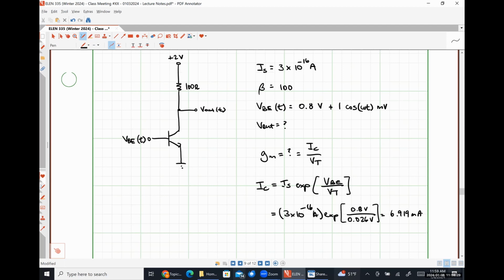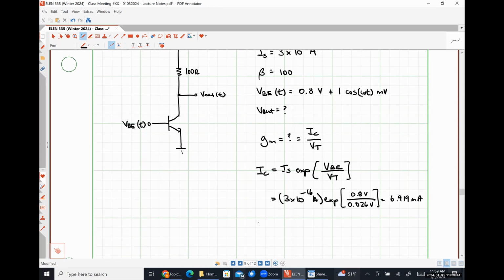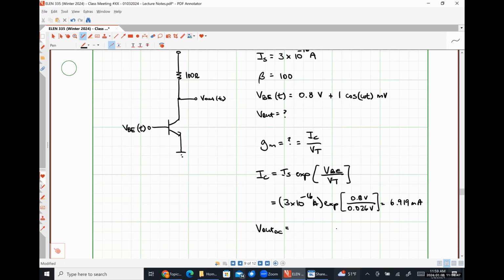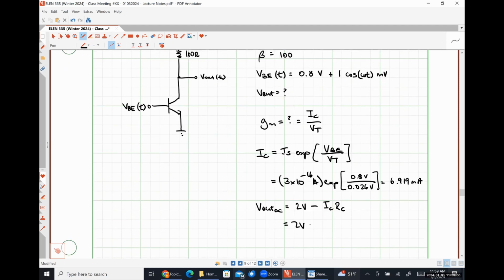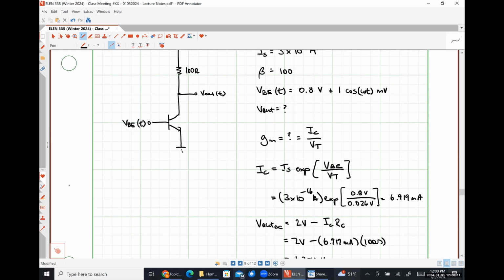milliamps. While we're at it, so that we have a more accurate picture of what our output voltage is doing, we probably need to figure out what the DC operating point of our output voltage is as well, right? So V out DC is literally just going to be 2 volts minus IC RC, or 2 volts minus 6.919 milliamps times 100 ohms, or 1.308 volts.